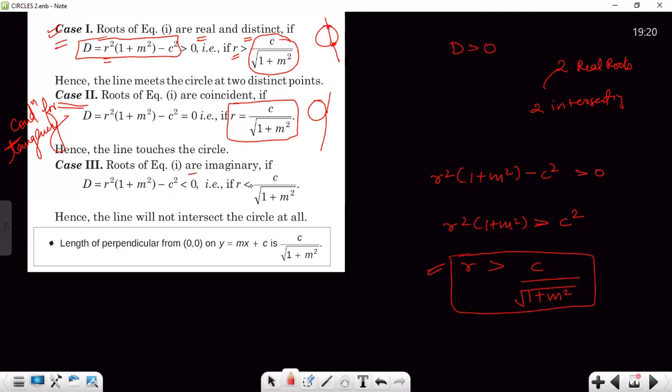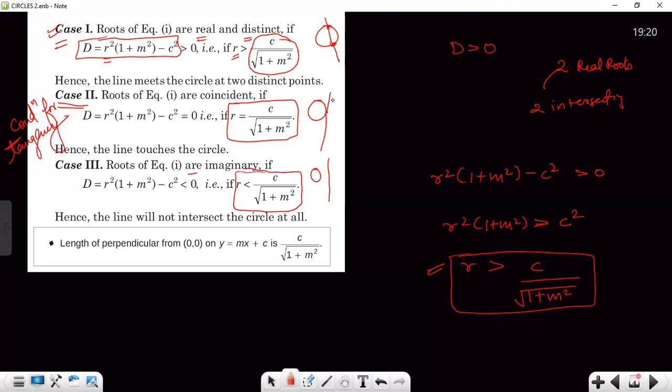And in the third case, when the distance between the center of the circle and the line becomes more than the radius, that means simply the line is lying outside the circle, out of its reach. So this is the condition for that.